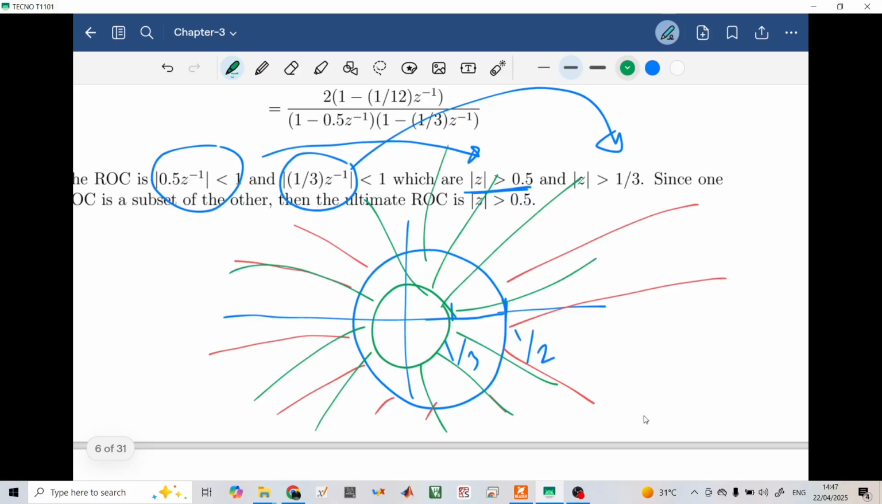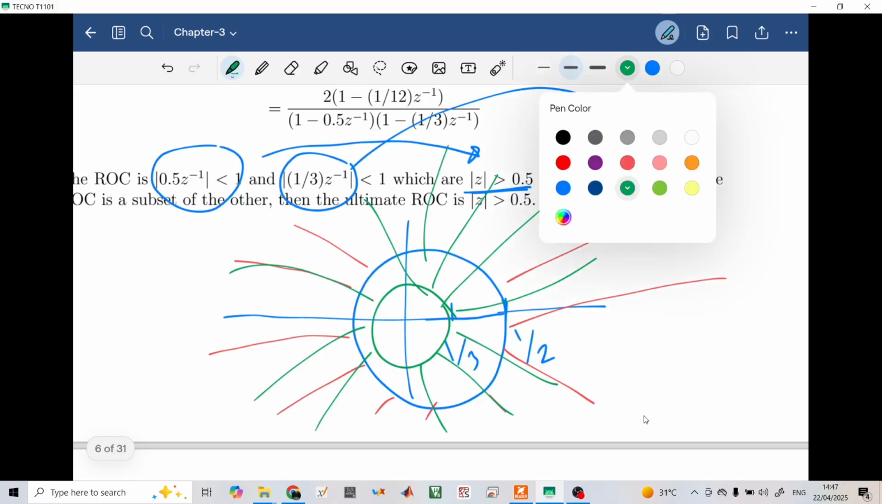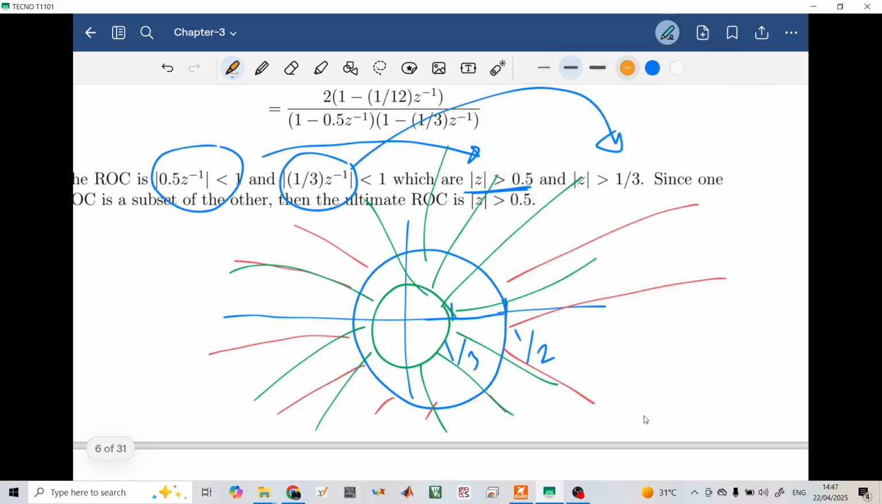so what is the overlap between those two disks? The overlap is this one. Let's put it in orange color, right? So it's this area, right? So this is the ROC region, or the region of convergence for our sequence.